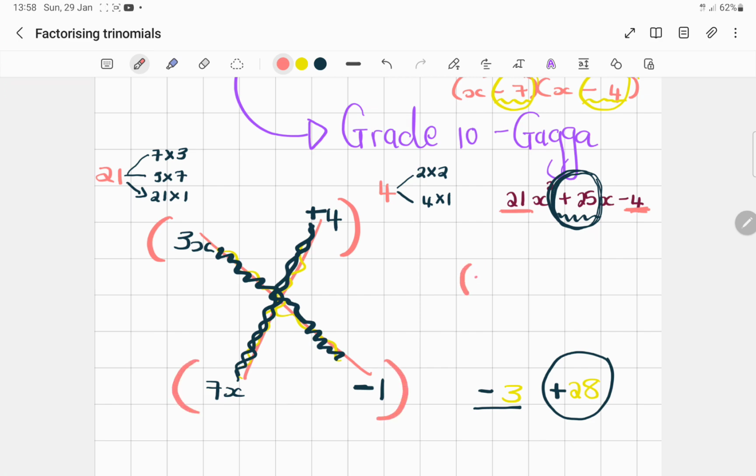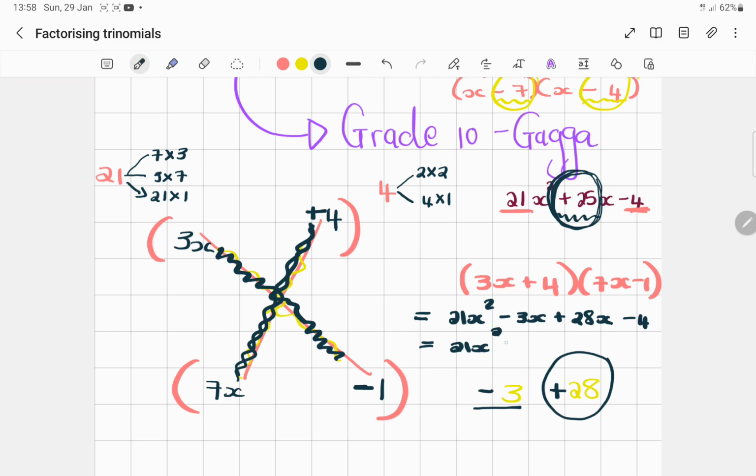Okay, so your first bracket is going to be 3x plus 4, and your second bracket is going to be 7x minus 1. And then please always test yourself. If I distribute that back, 3x times 7x is 21x squared minus 3x plus 28x minus 4. Does that give you 21x squared plus 25x minus 4? So does it give you this original trinomial? Yes, it does. So then we know that this is correct, and I have tested it.